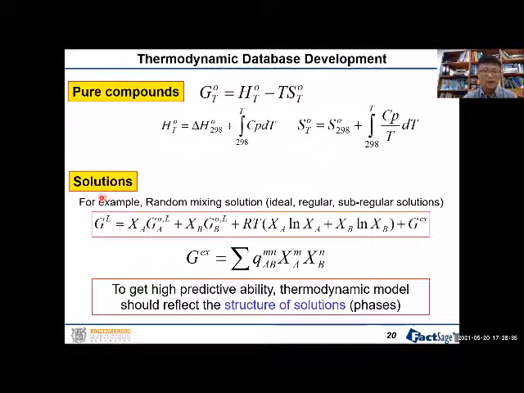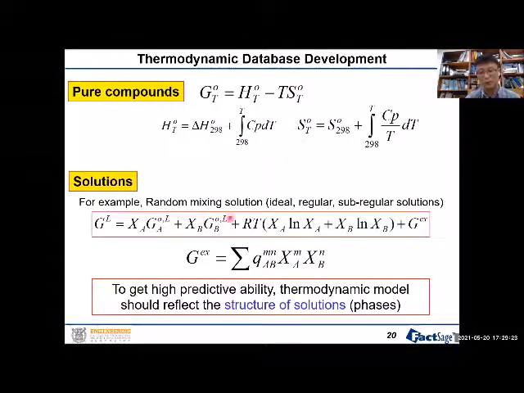Then if you combine pure components together, you can make a solution phase. For example, if you consider the random mixing model, meaning an ideal solution model plus some excess parameter, then for an AB liquid solution, the Gibbs energy of the liquid can be expressed this way: mole fraction of A times the pure Gibbs energy of A, plus mole fraction of B times the pure Gibbs energy of B, plus the ideal entropy term and the excess parameter. This excess parameter contains model parameters like QAB, which is a function of temperature, and this part considers the function of composition. So the excess parameter can be a function of temperature and composition.